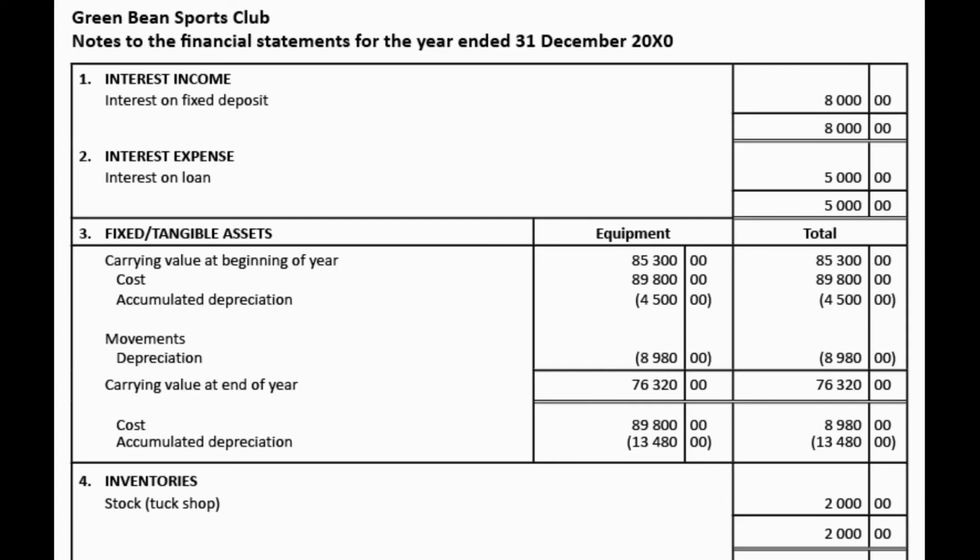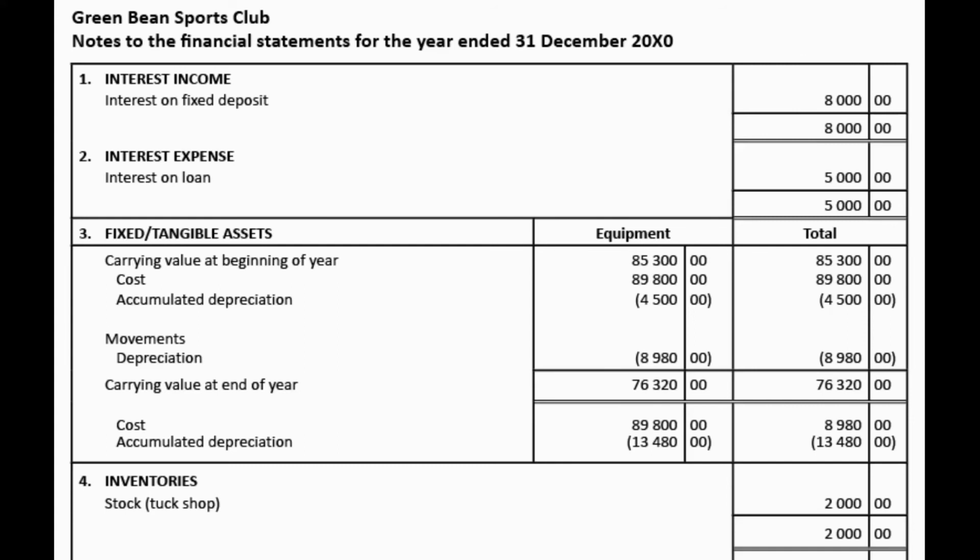Now we get to the fixed tangible assets, note number 3. We start with the carrying value at the beginning of the year. How did we get that? They give us the cost for equipment in the pre-adjustment trial balance. That was the cost of 89,800 at the beginning of the year. What was the accumulated depreciation at the beginning of the year? It was 4,500. Carrying value is actually the cost price less accumulated depreciation.